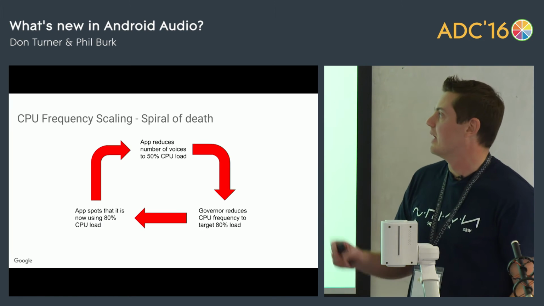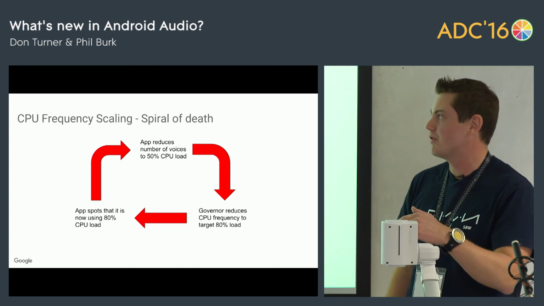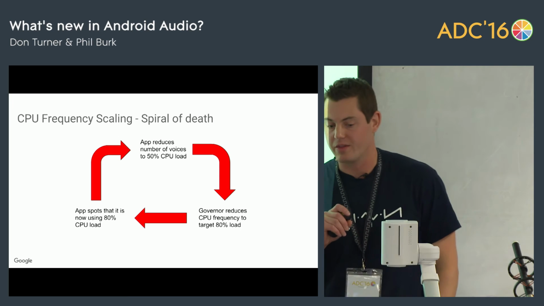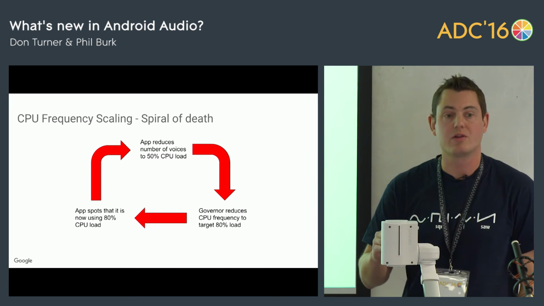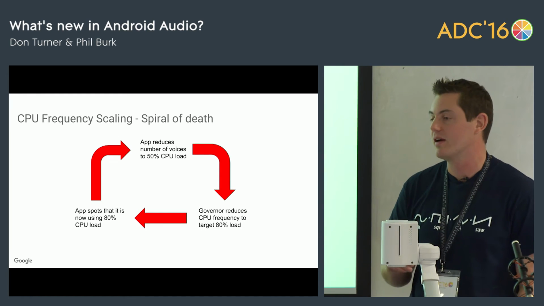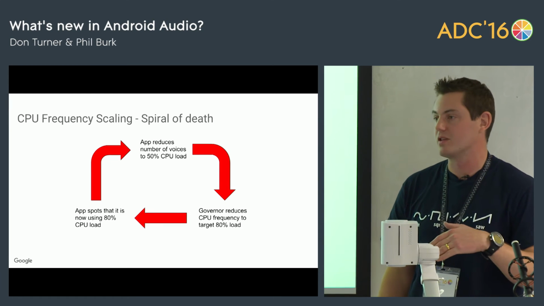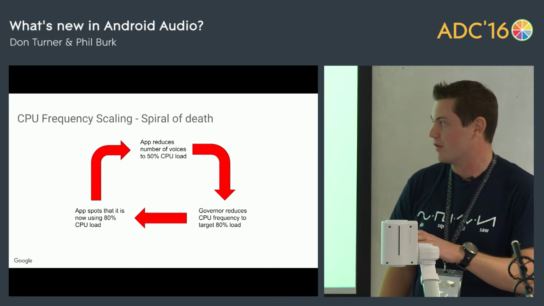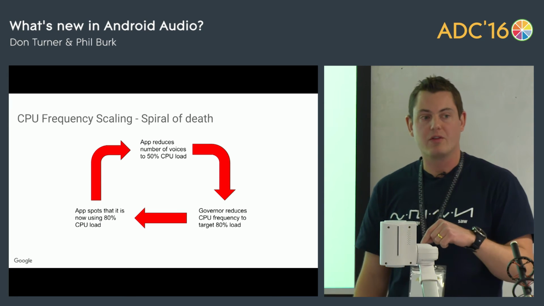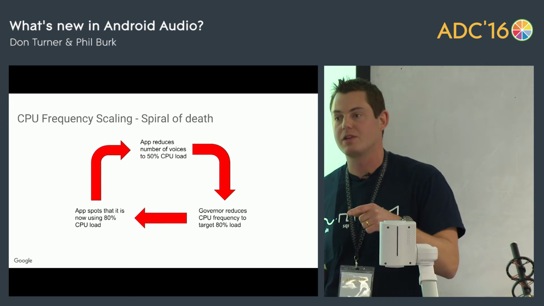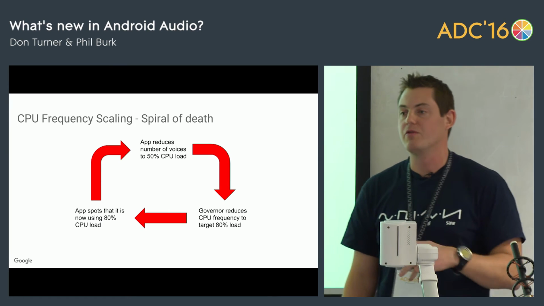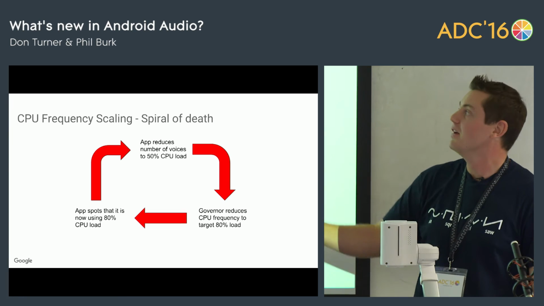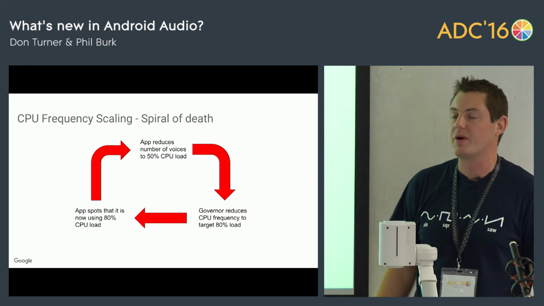But here's what actually happens. You target 50% CPU load. The governor looks at your application and goes, aha, there's some performance power consumption optimization that we can make here. We're going to scale down the frequency and increase your load to 80%, which is fine. But then your app spots that you're now using 80% load and scales down the number of voices that it uses back to 50%. And you can see we go around this, we call it a spiral of death.